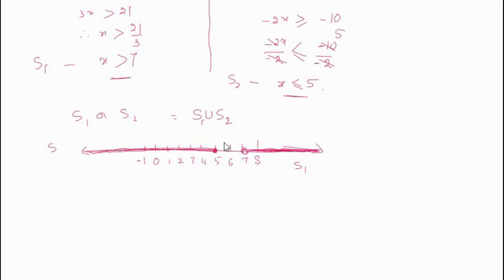So the solution set for this problem is all the numbers including 5 and less than that, and all the numbers above 7 but excluding 7. Only the numbers between 5 and 7 are not part of the solution set.